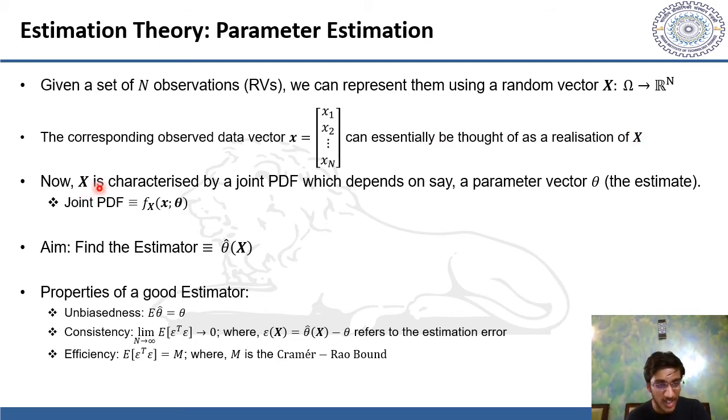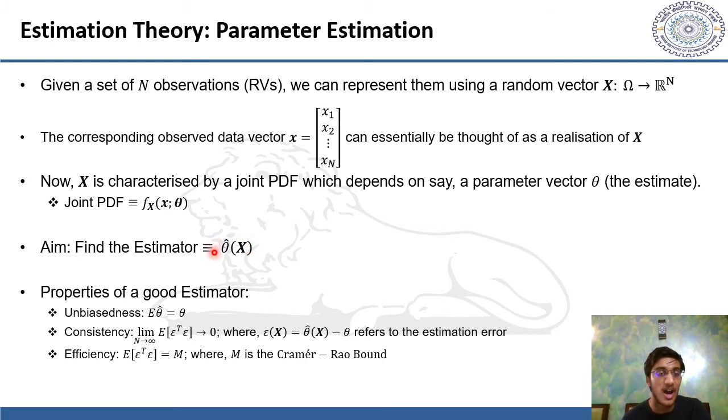Now, this random vector x is characterized by a joint probability density function, which depends upon, say, a parameter vector theta, which we refer to as the estimate. And therefore, the joint PDF is fx of x parameterized by theta. And the aim here is to find the estimator, theta cap of x.